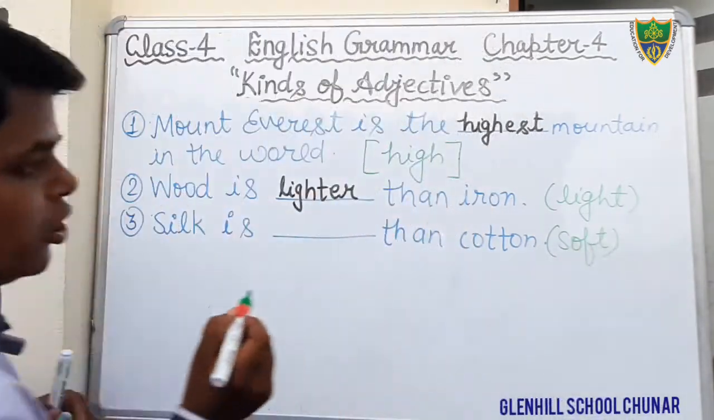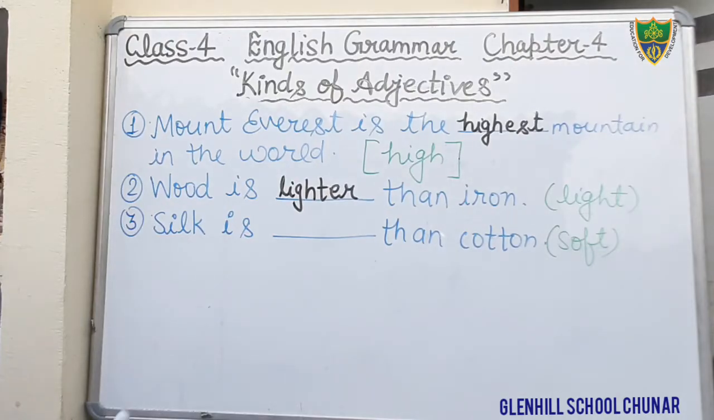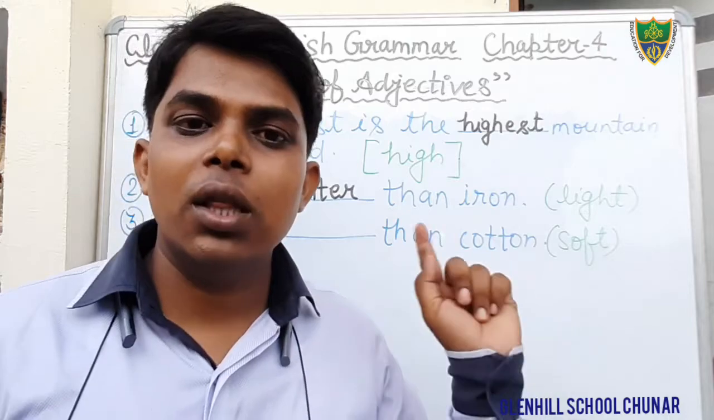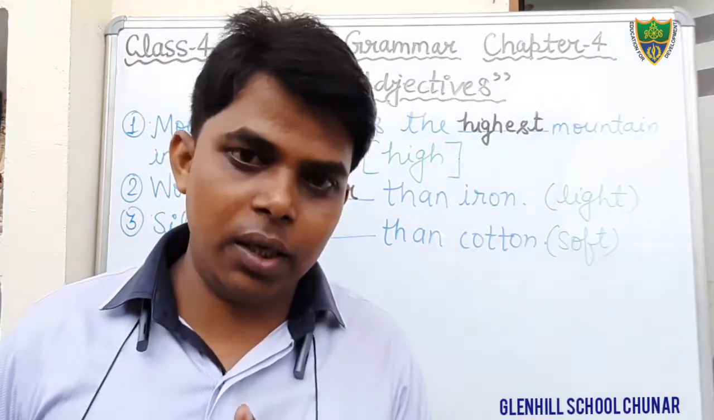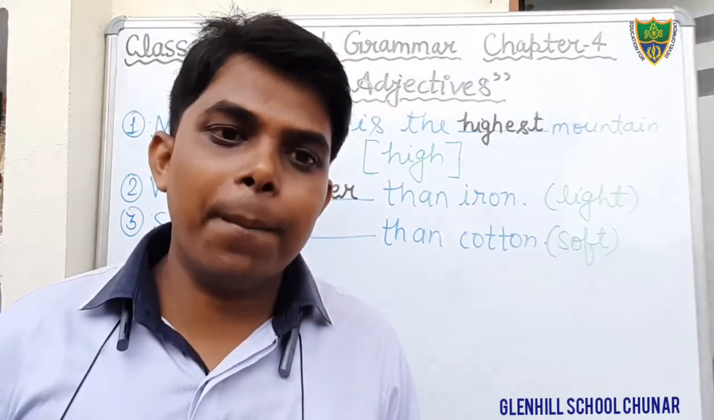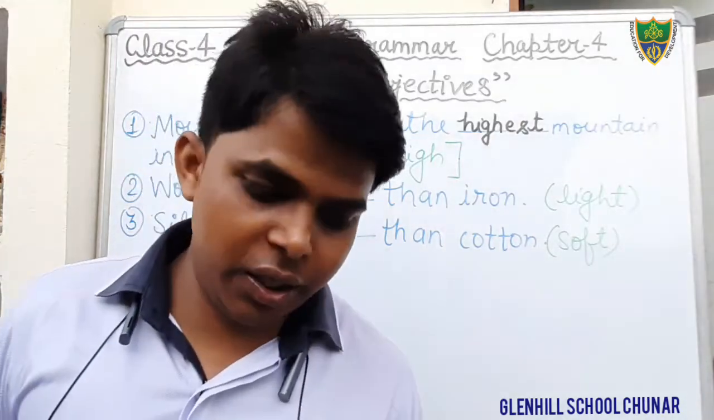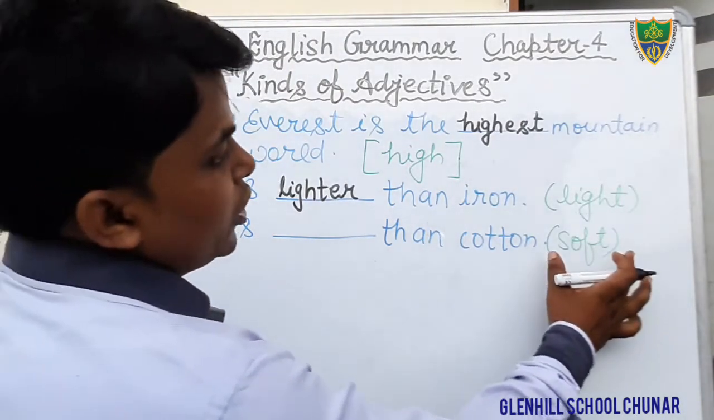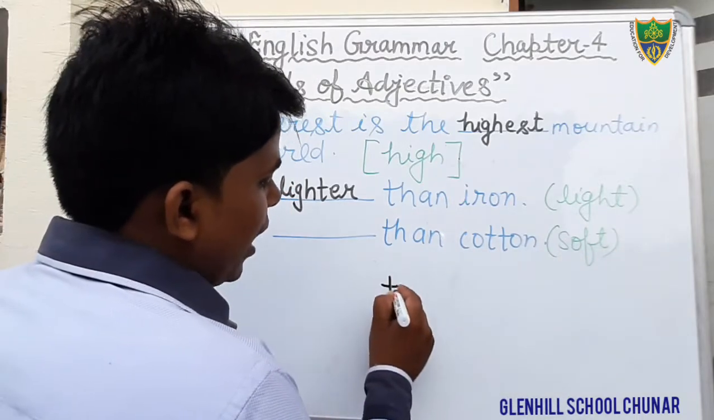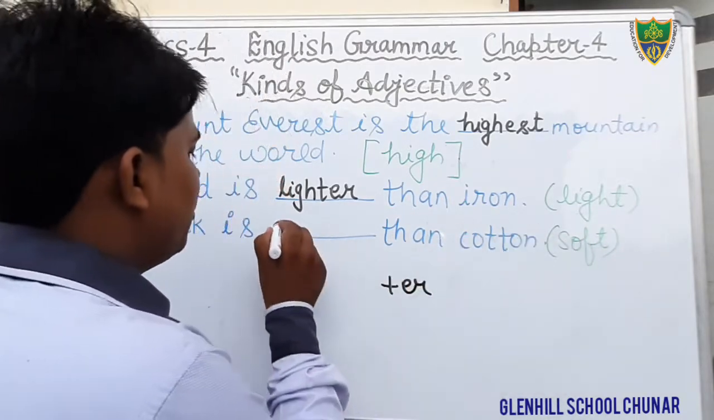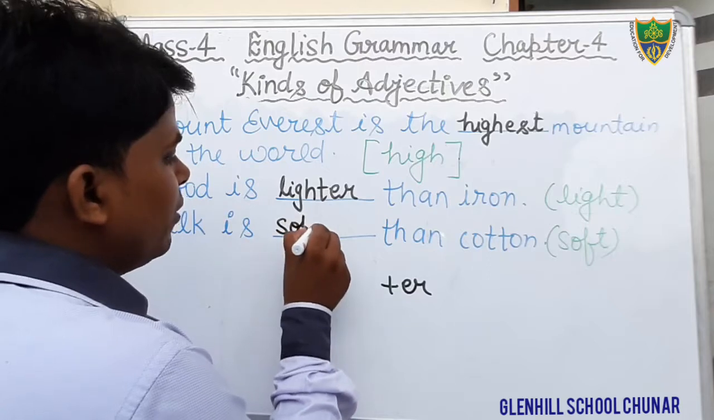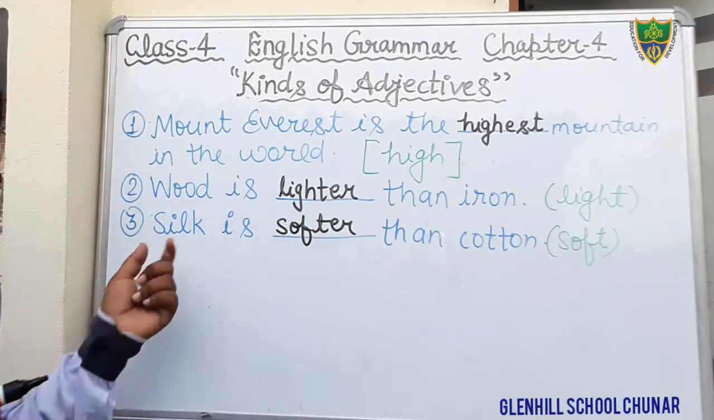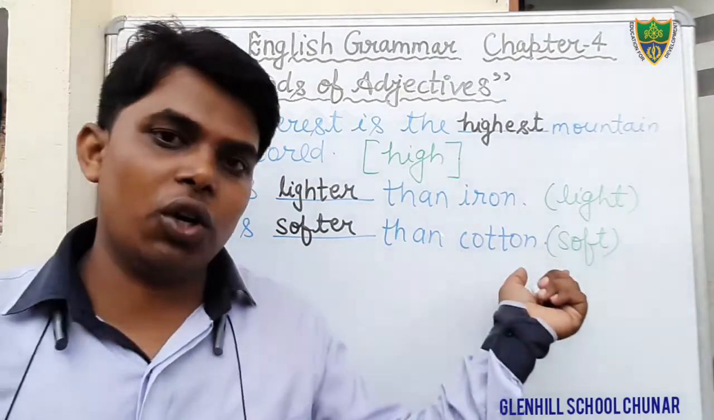S-O-F-T. Okay, students, just see here. Again the word "than" we are getting. It means here we will use the comparative form of degree. Here the positive degree word is given, soft. We will add "er", it becomes softer. So the word will be softer. The sentence will be: silk is softer than cotton.